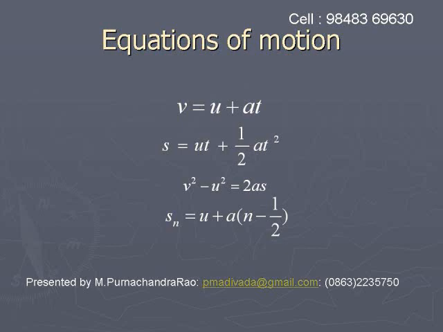Now let us write the four equations of motion which we have derived. First one is v is equal to u plus at. Second one is s is equal to ut plus half at square. Third one is v square minus u square is equal to 2as. And the fourth one is Sn is equal to u plus a into (n minus half). These are the equations of motion in kinematics.